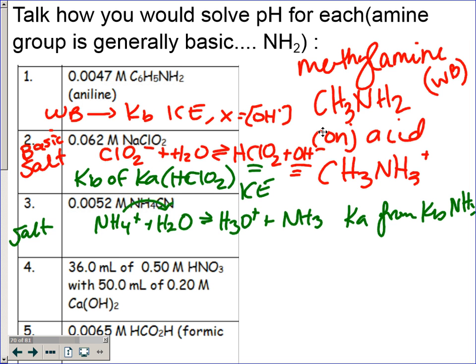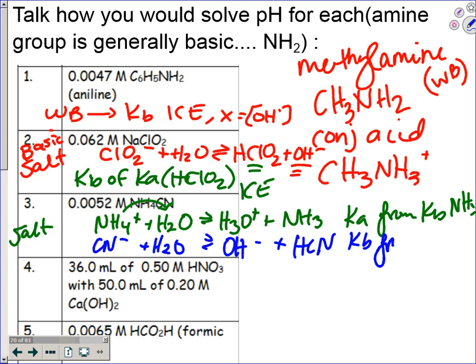And then the other half of this would be cyanide, behaving how? As a base, because it has a lack of an H plus, so that's the negative charge. It's going to attract an H plus, making what? Hydroxide and cyanic acid, and then you say it's behaving how again? As a base, so you found the Kb from the Ka of cyanic acid, HCN. So just make sure you're using the right Kas.